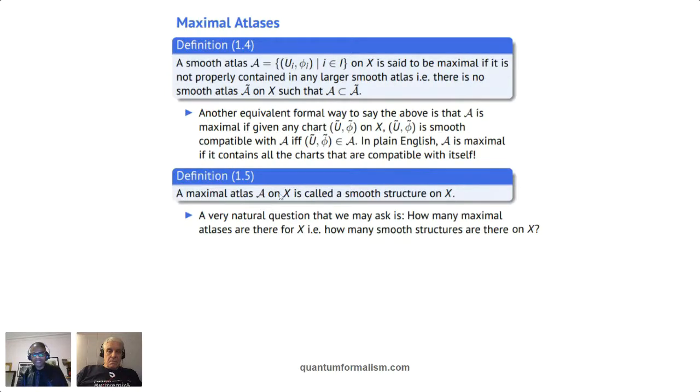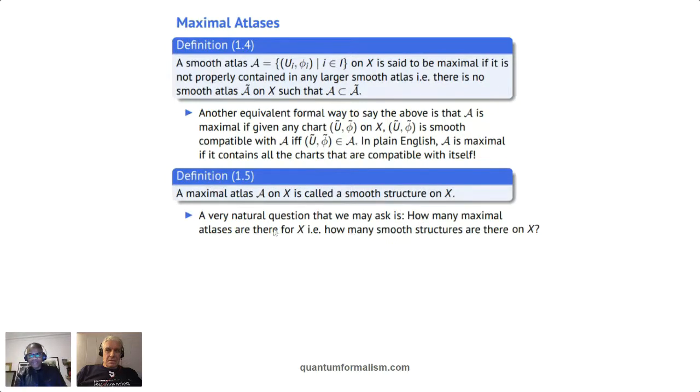A maximal atlas on X is called a smooth structure. This could also be defined as the equivalence class that I was mentioning. Some authors do that in some books. In differential geometry, you have to be careful what books you pick. Some authors use the equivalence class, because the compatibility of smooth atlases defines an equivalence class, and then they use the equivalence classes of that to define the smooth structure. This is why we went through this other route, which is much cleaner. So a maximal atlas is called a smooth structure.